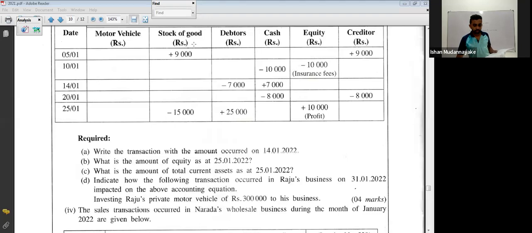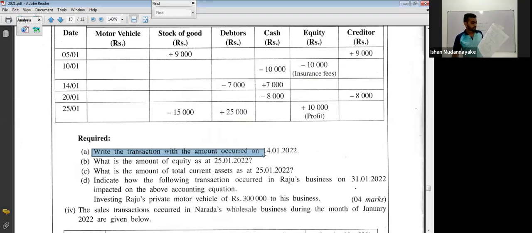Right. Lamai, what is the answer for question number 1? Write the transaction with amount occurred on 14 January. Received 7,000 from debtors. Receiving money from debtors, yes, correct. Received 7,000 cash from debtors. Simple. Bonus marks.